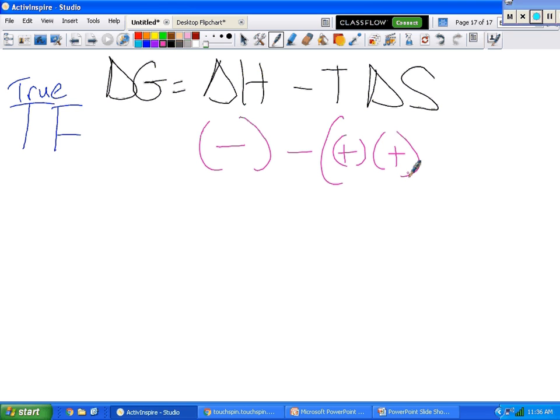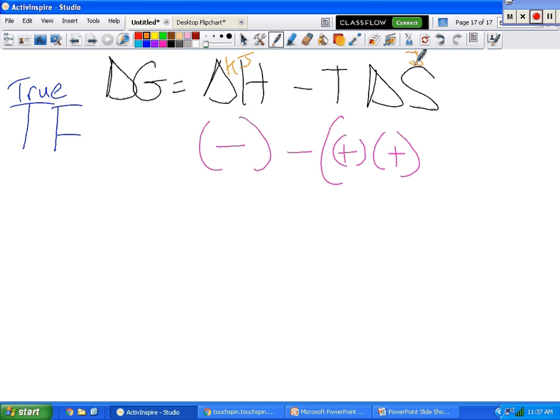Well, what is a negative minus two positive numbers? And remember, what is delta H always going to be in? It's always going to be in kilojoules, so it's always going to be bigger than the joules of S. No, because delta H's are always in kilojoules and S's are always in joules, so delta H's will always be in the thousands place bigger. Yes, delta H will always be bigger than delta S.